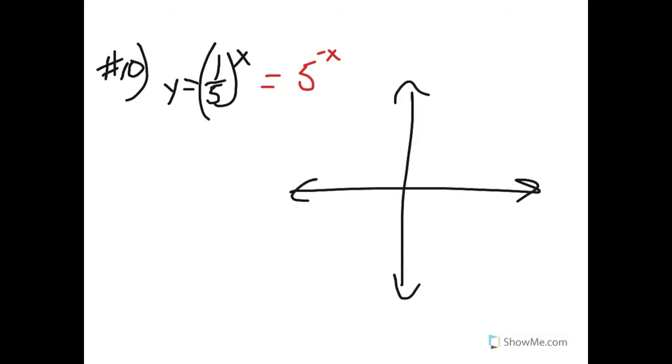Number 10. Our base is a fraction. Let's make it not a fraction. To reciprocate the base of 1/5, just take your exponent and change its sign. So we could write this as y equals 5, that's the reciprocal of 1/5, and change the exponent to the opposite sign, to the negative x. That negative x, have we done this problem? We have. It's the same as number 7, identical. The graph is reflected over the y-axis. Y-intercept of 1, horizontal asymptote at y equals 0.